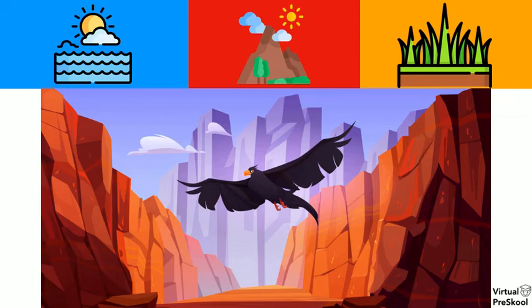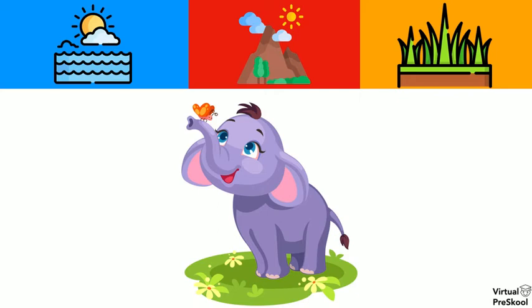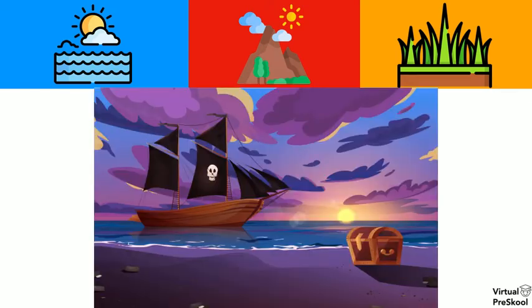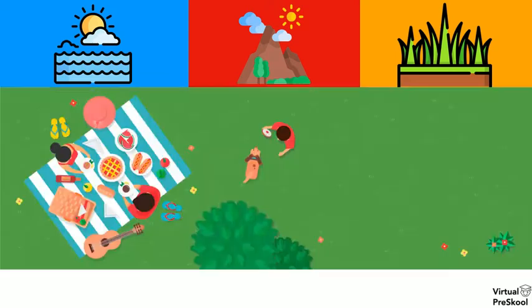The bird is flying in the ocean, mountain, or grass? In the mountain. And how do we say mountain in Hindi? Pahad. The hathi is standing on the ocean, mountain, or grass? The hathi is standing on the ghas, on the grass. The pirate ship is sailing in the ocean, mountain, or grass? The pirate ship is sailing in the Mahasagar, in the ocean.